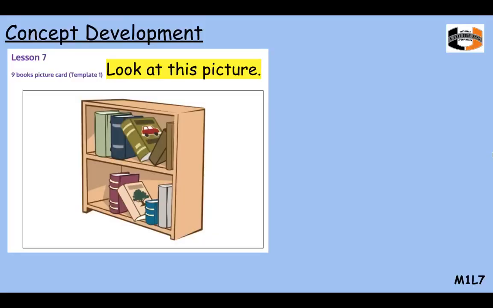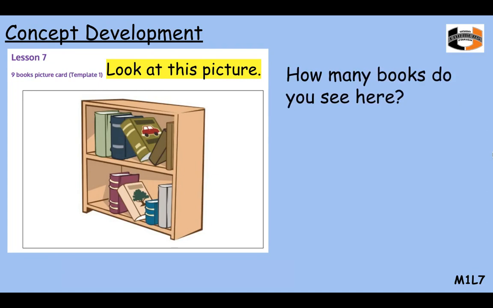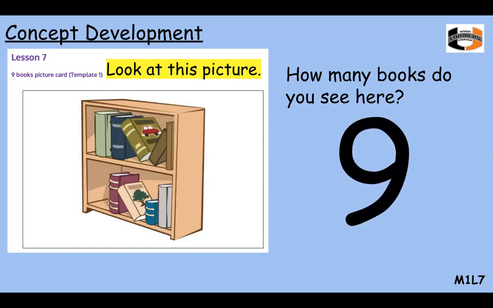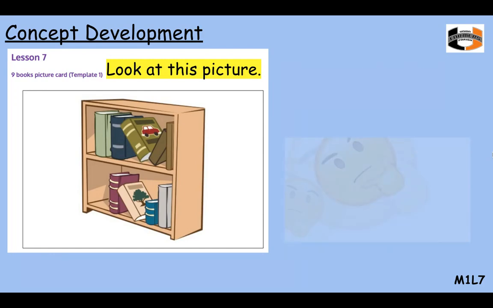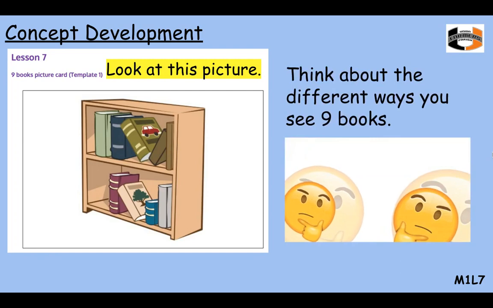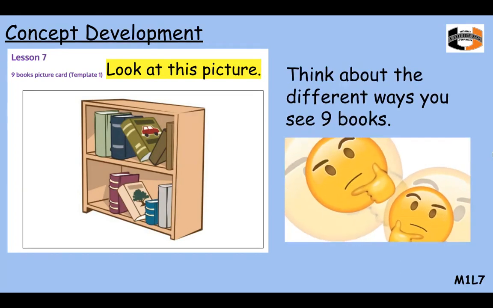Okay, we are ready for our concept development. Look at this picture. How many books do you see here? That's right. When we stated the objective, we said we're probably going to be working with the total 9 today. Think about the different ways that you see 9 books.